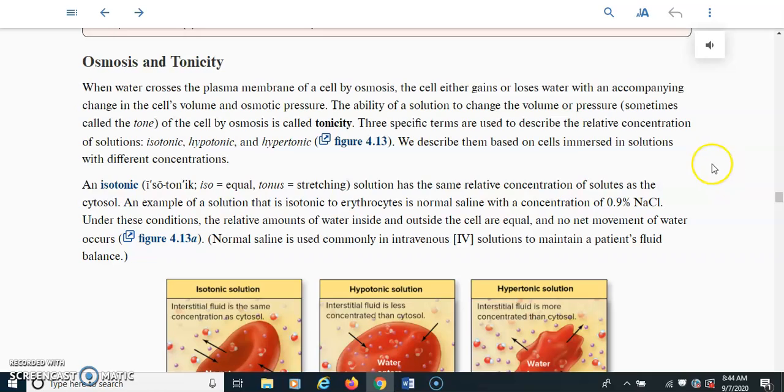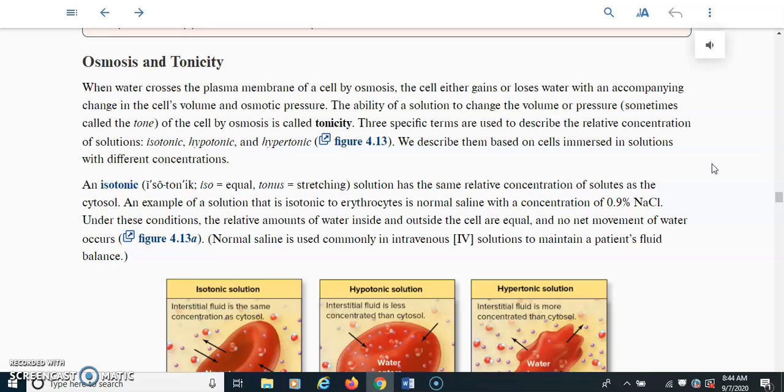about osmosis and tonicity. Okay, so like I said, whenever the water crosses the plasma membrane by osmosis, the cell is going to either gain more water or lose more water. And again, it just depends on the solution that the cell is in or being exposed to, or what that solute concentration is outside the cell. So it's going to change.